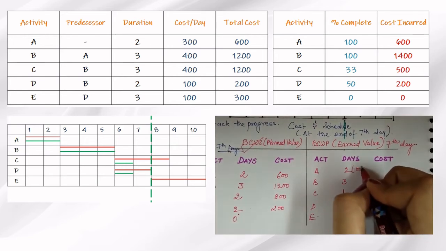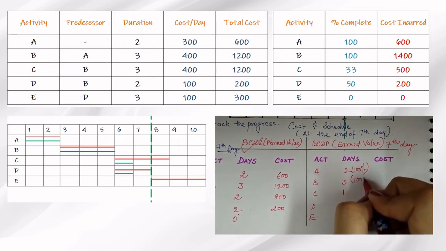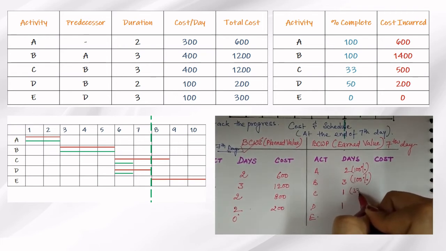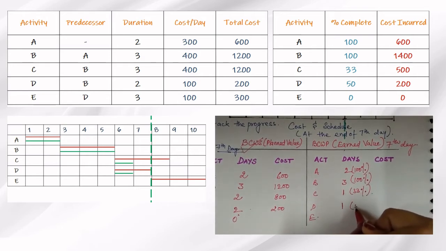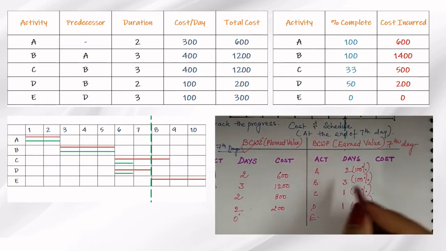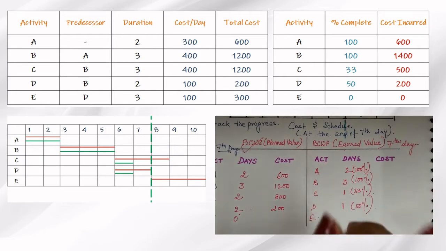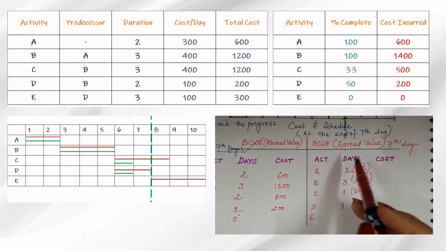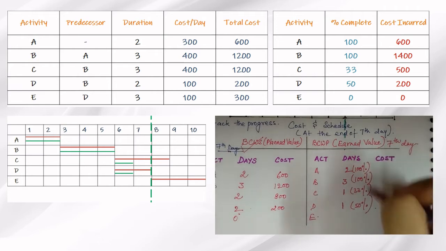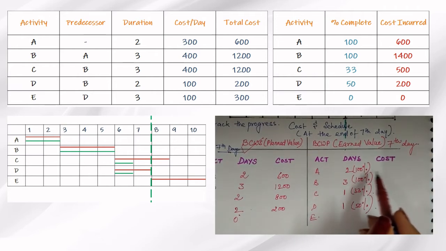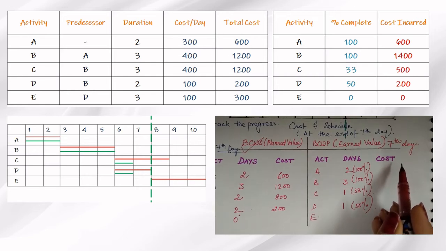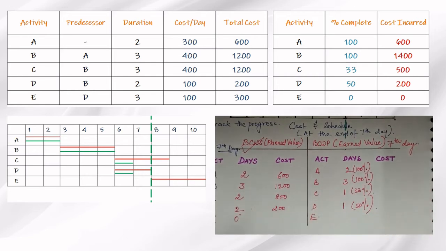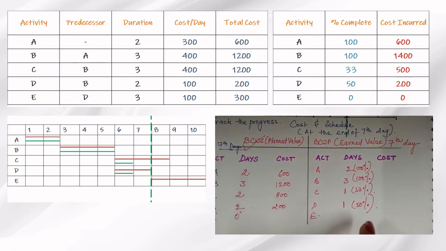How I have calculated this is: this was 100% complete, this was 100% complete, but this was only 33% and this was 50%. And according to the work that has actually been completed, what was supposed to be the cost of the work. Now this is not the actual value, but we are determining the planned value for the work that has actually been done. So this was the work that was supposed to be done, and this is the work that has actually been done, and what is the worth of the work done till now.